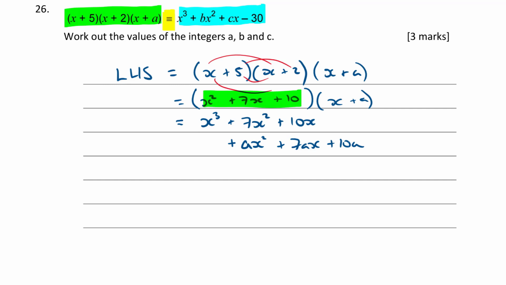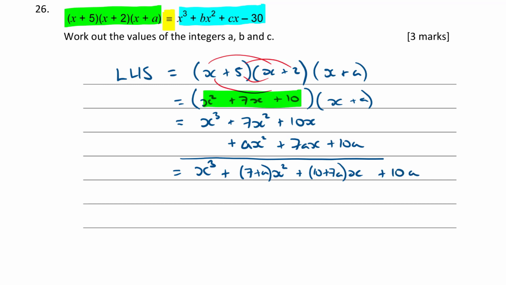Now the reason I offset it like that, I don't know if you see, I've lined them up. So I've got all the x cubed terms above each other, all the x squared terms above each other, all the x terms above each other, and the constants on the end above each other. So adding those up, I've got an x cubed term. I've got 7x squared plus ax squared, which is 7 plus a x squared. I've got a 10x and a 7ax, which is 10 plus 7a x, and I've got a 10a on the end.